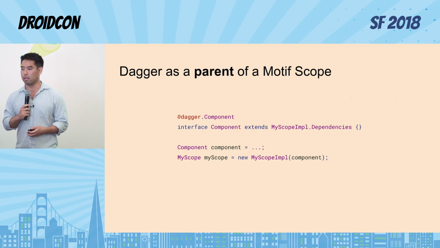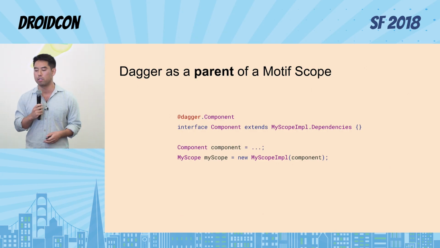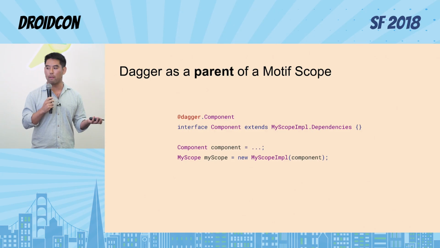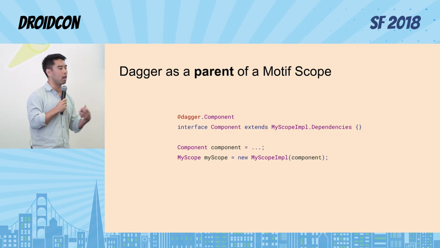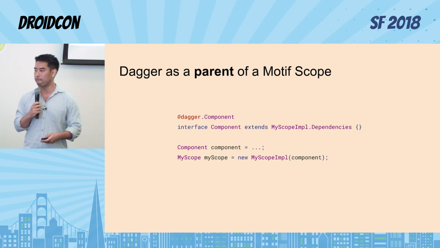So using these two strategies, you can opt in or opt out of using Motif however you want, and this is really useful, for instance, just trying out Motif or doing an incremental migration if you wanted to do that.